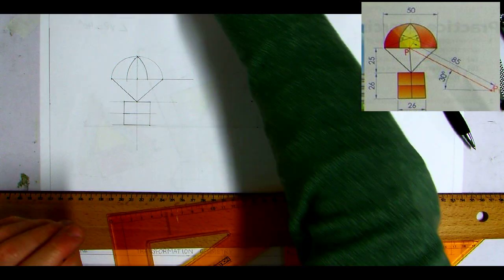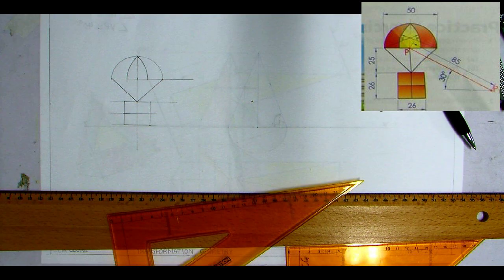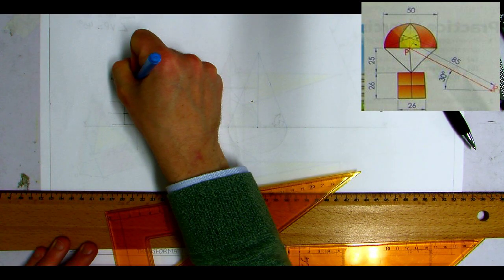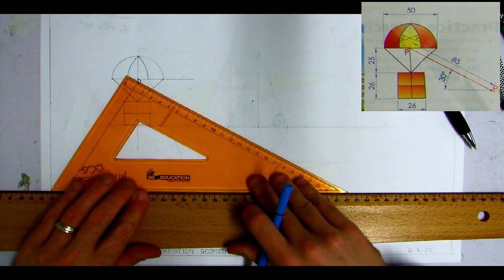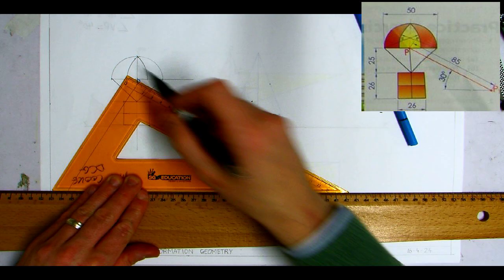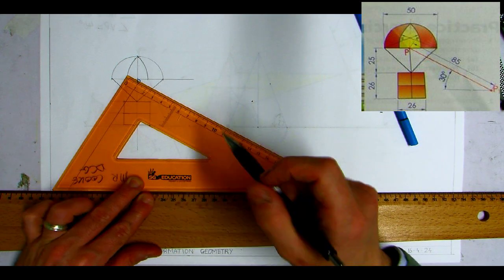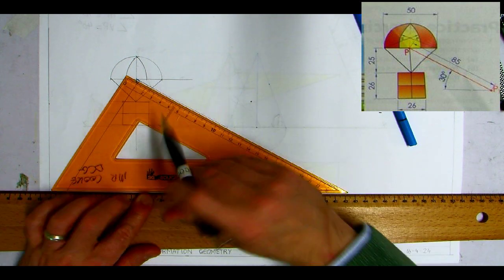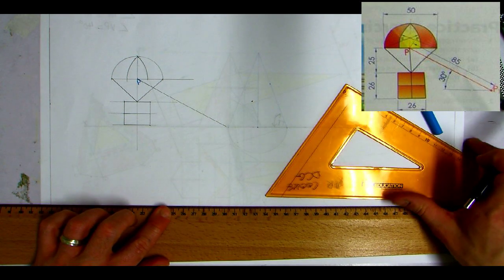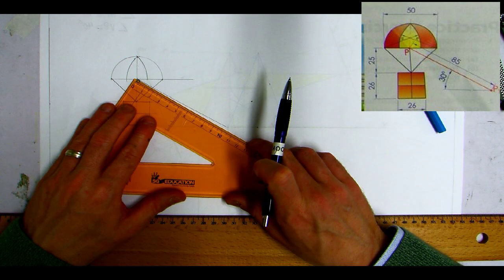Now the next thing is we have to identify point P, which is here, and P1 we need to find. So we're told that P1 is at a 30-degree angle. So I'll find my 30-degree angle and I'll draw it from P to P1 at 30 degrees like so, and then the distance is 85 millimeters.